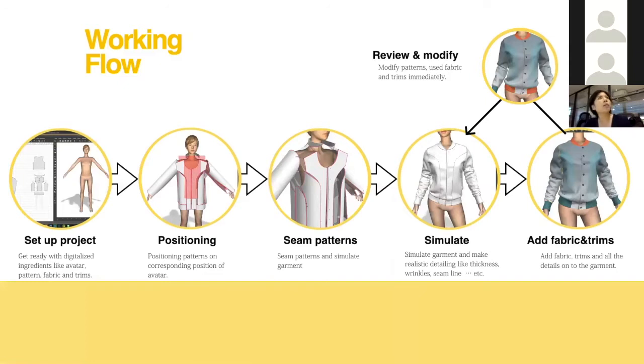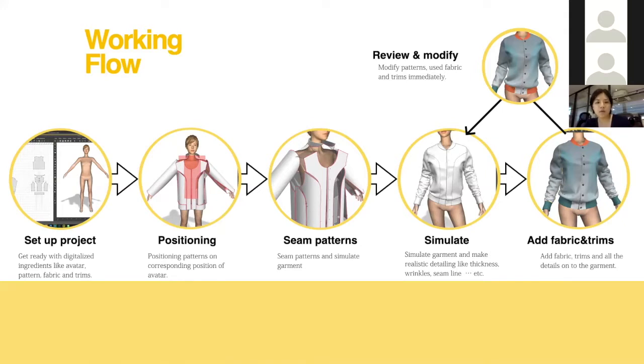The main workflow is to put all the content into DC Suite, then position your pattern on the avatar's body and set up the scene. Then it can simulate and give you the simulation result, and in the end you can add some fabric and trim to add all the detail on the garment and make it realistic.